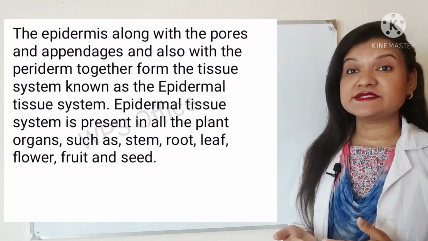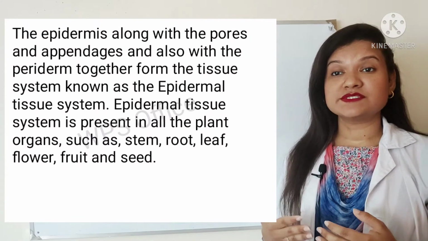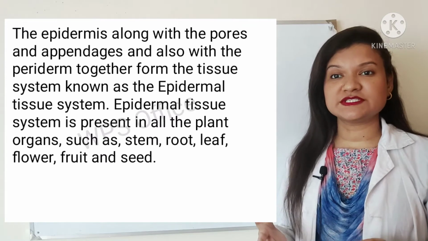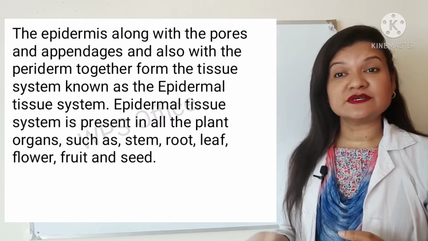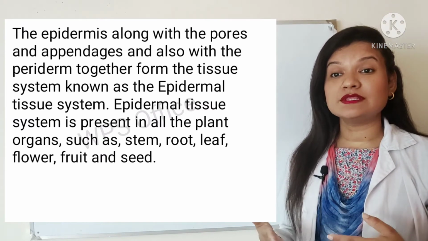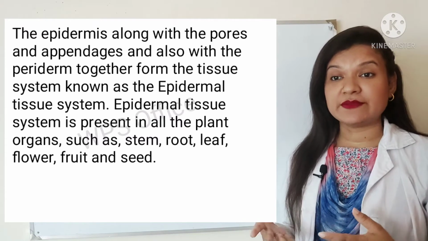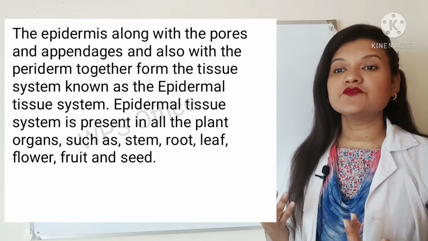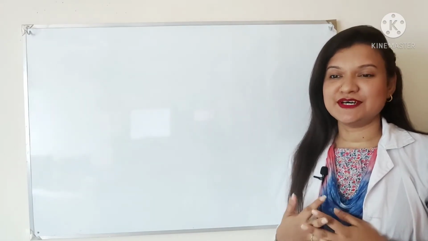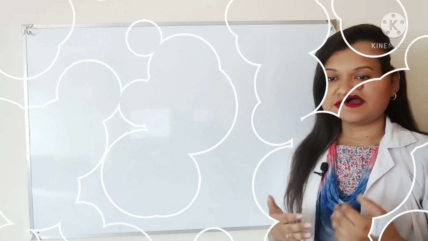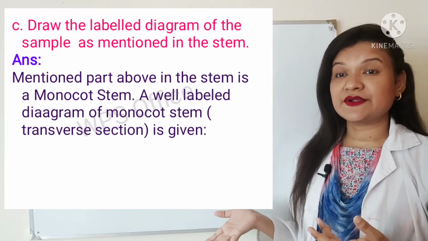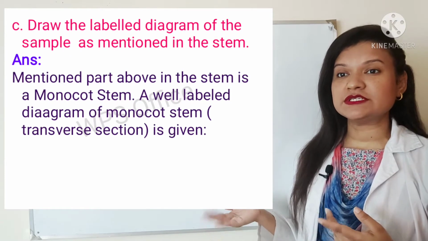The epidermis, along with the pores and appendages and also with the periderm, together form the tissue system known as the epidermal tissue system. Epidermal tissue system is present in all the plant organs such as stem, root, leaf, flower, fruit and seed. Now I will go to the applied based questions. Our applied based question is, draw the level diagram of the sample as mentioned in the stem.